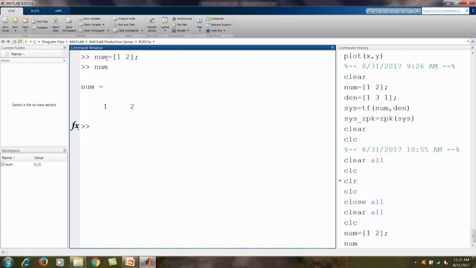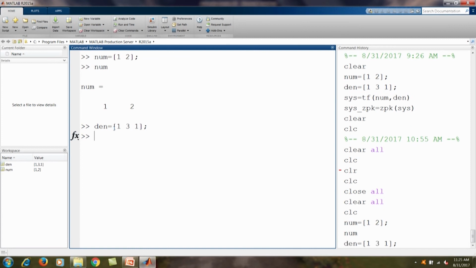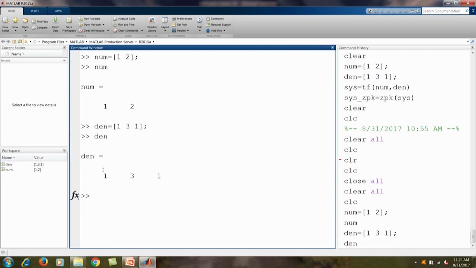Now den: we define den equal to 1, 3, 1. We can see in the workspace that a den variable is created that has elements 1, 3 and 1. If we write den and press enter, we will find the elements of den. We have defined a vector or matrix. Now we have to find the transfer function, so we have to find sys. Sys means we are giving some name to the system: sys equal to tf, and we use this command with num den.